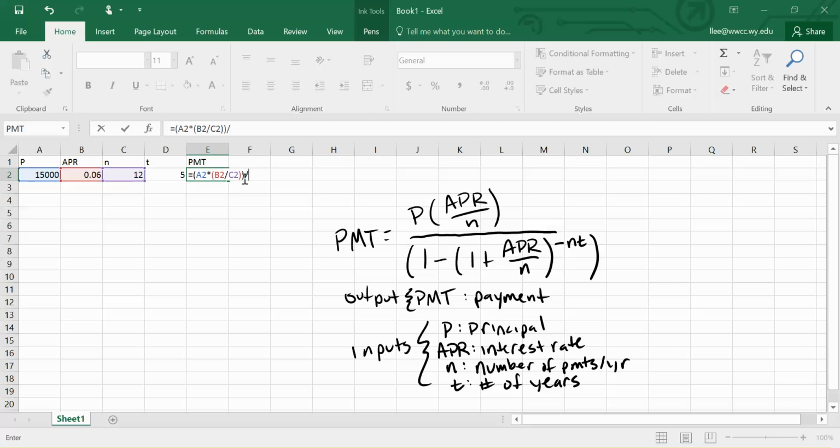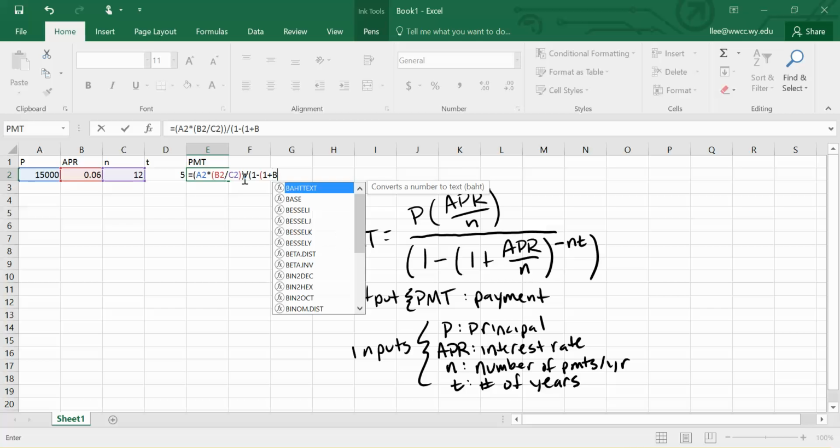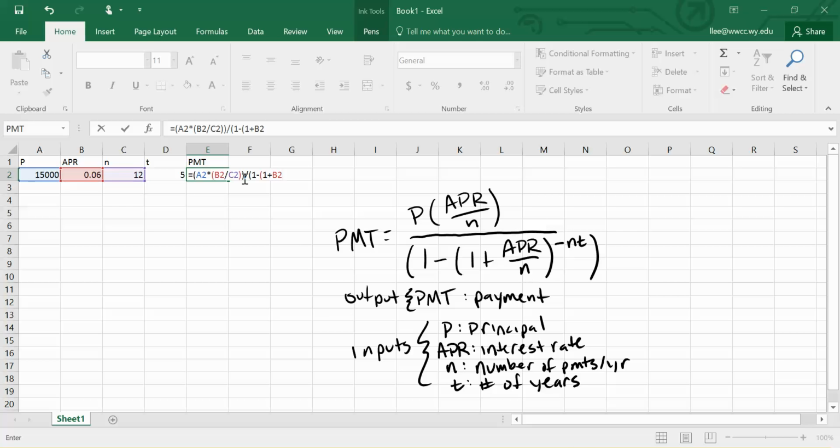Divide, now I'm starting the denominator, a new set of parentheses. Again, we're letting Excel know all of this is in the denominator. I need a new set of parentheses again for the section 1 plus APR over n. So 1 plus, the APR again is B2, divided by n, which is C2. Right. Close that set of parentheses.